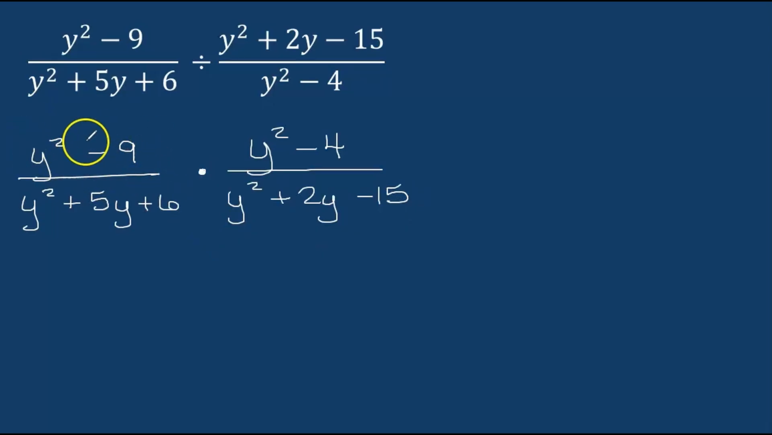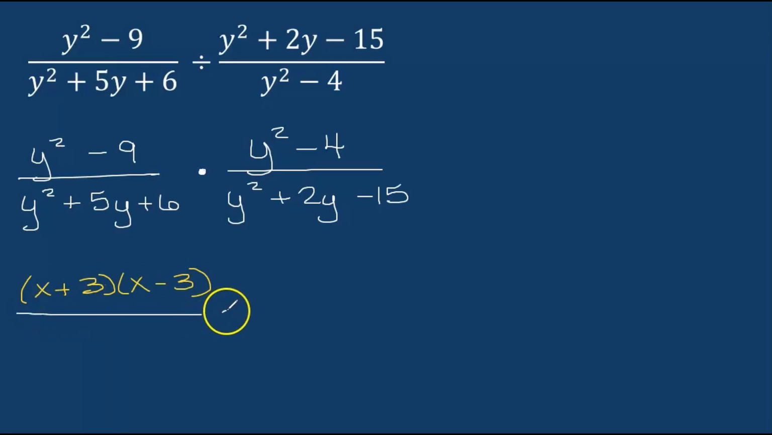This first quadratic is a difference of 2 squares. We've seen this one before. We know what this one is. Pretty easy. And I'm going to go ahead and set up my fraction with multiplication between it. And that one's done.